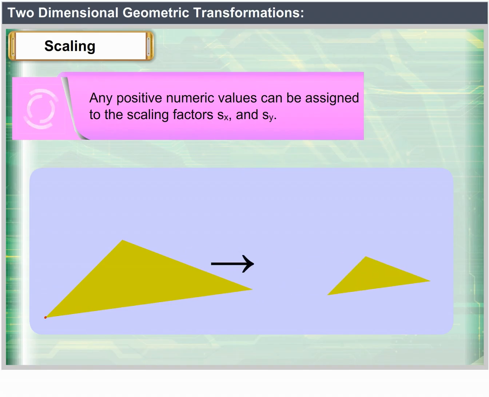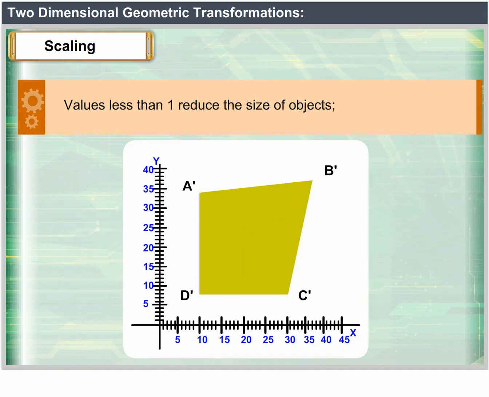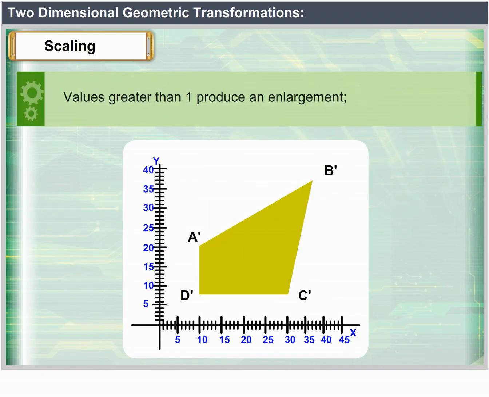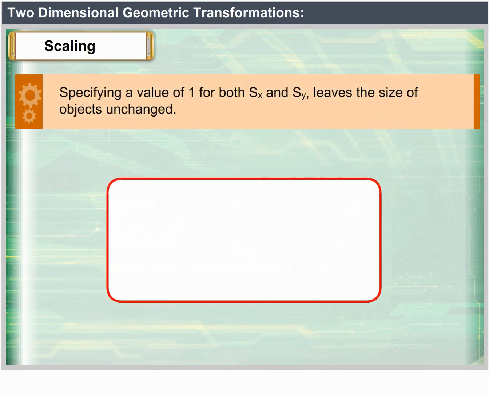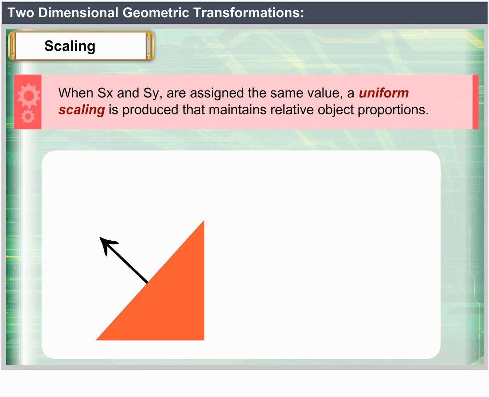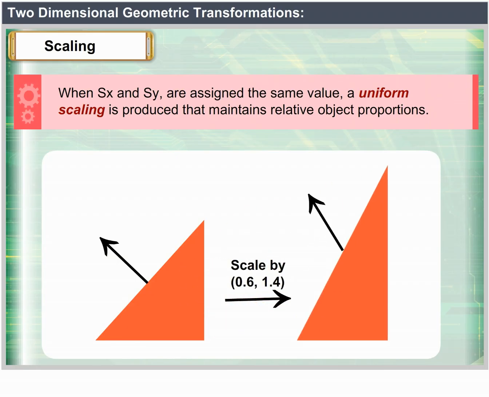Any positive numeric values can be assigned to the scaling factors sx and sy. Values less than 1 reduce the size of objects. Values greater than 1 produce an enlargement. Specifying a value of 1 for both sx and sy leaves the size of objects unchanged. When sx and sy are assigned the same value, a uniform scaling is produced that maintains relative object proportions.